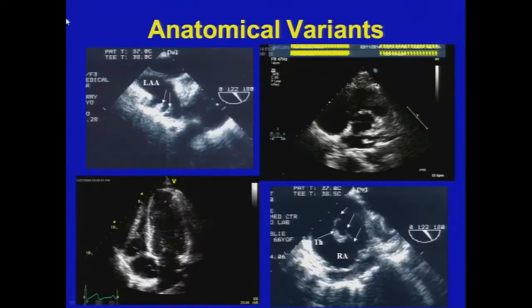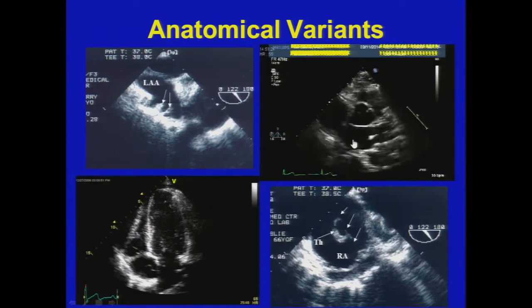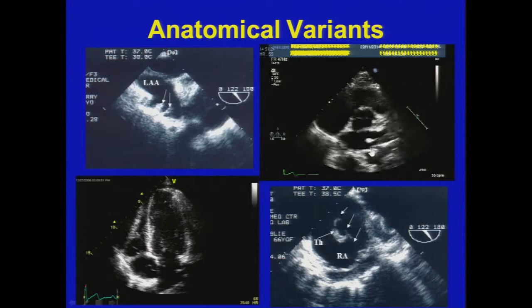So here are just some examples of some anatomical variants. Here's a TEE, we're in the left atrial appendage, and the arrows are pointing to prominent pectinate muscles. Short axis transthoracic view. This is the warfarin ridge, the Q-tip, or it's really known as the ligament of Marshall. This is the left atrial appendage, which Susan showed you nicely yesterday, and the left upper pulmonary vein.